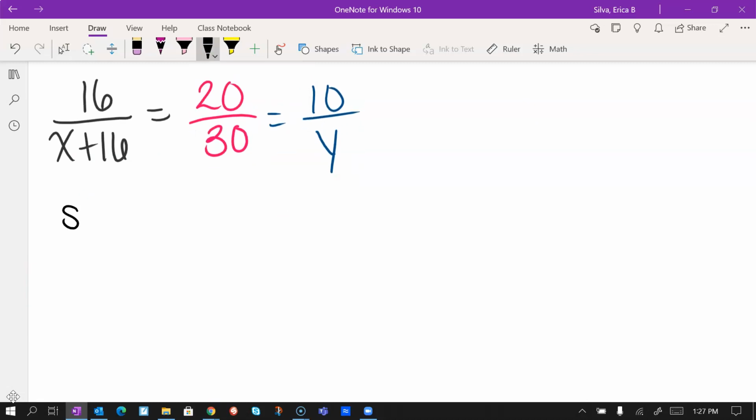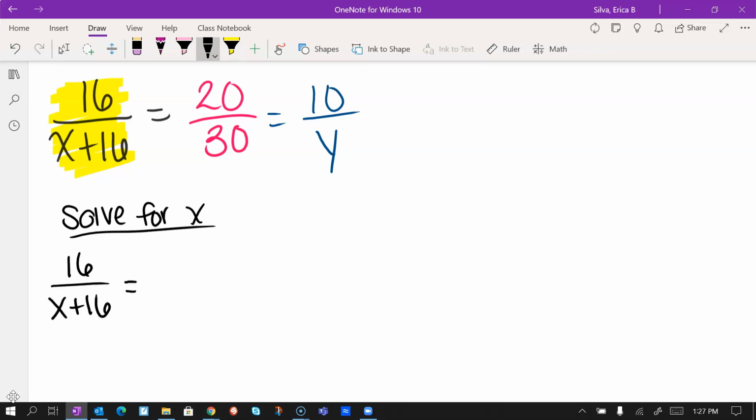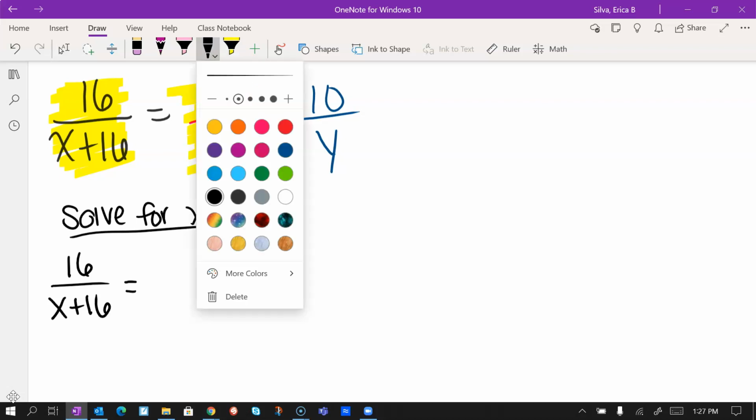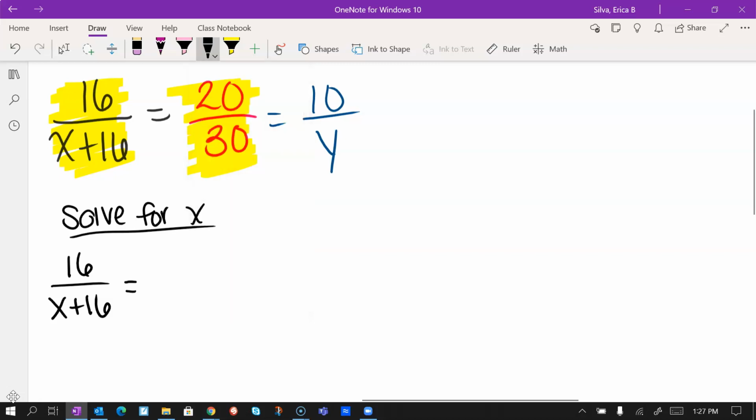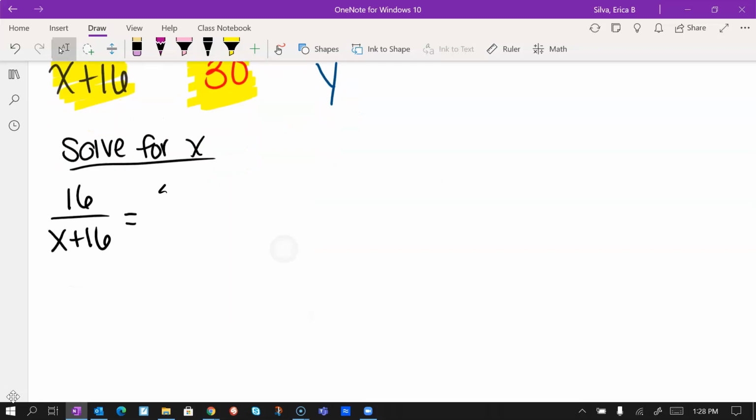Let's look at these three ratios, and we're going to solve for x and y. To solve for x, we want to look for the ratio that has x. The ratio that has x is 16 over x plus 16. And then what other ratio can we use? We've got two to choose from. I heard something. 20 over 30. Why do we not want to use the one with the y? Would we be able to solve if we had two different variables? No. So good call, Samaya. We want to use 20 over 30.